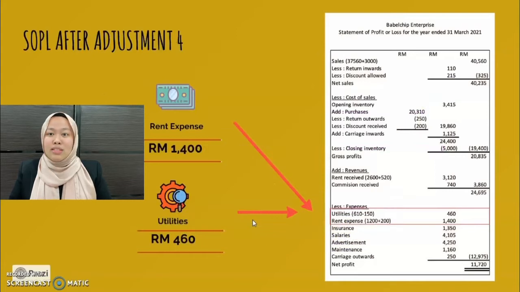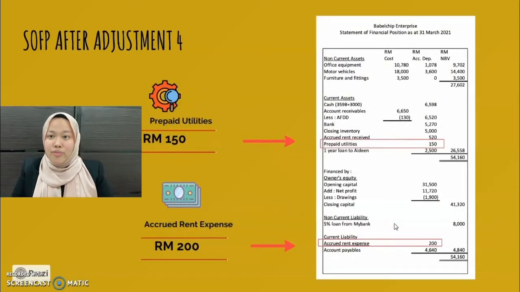Based on this SOPL table, we can see that the amounts of utilities expenses and rental expenses that shall be paid by Bubble Chip Enterprise are 460 ringgit and 1,400 ringgit correspondingly, after deducting 150 ringgit for utilities paid in advance and adding 200 ringgit for rent expenses. For SOFP, the prepaid utilities of 150 ringgit will be added under current asset and the accrued rent expenses will be added under current liability amounting to 200 ringgit.